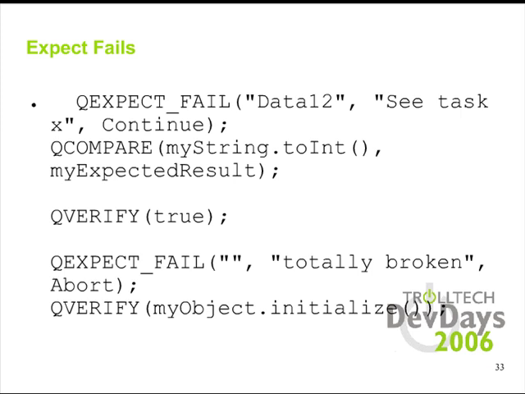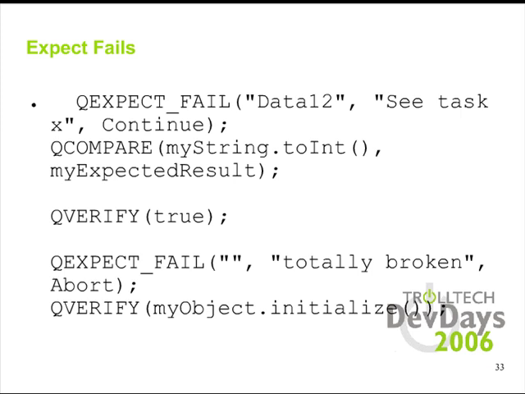We have a QEXPECT_FAIL for the data called data 12. And we see a task number in our internal task tracking system or so. This is the message that will be appended to the test log. And we say continue executing the test. Then we compare that my string to int is my expected result, and we expect this one fails. Okay, and it correctly failed.